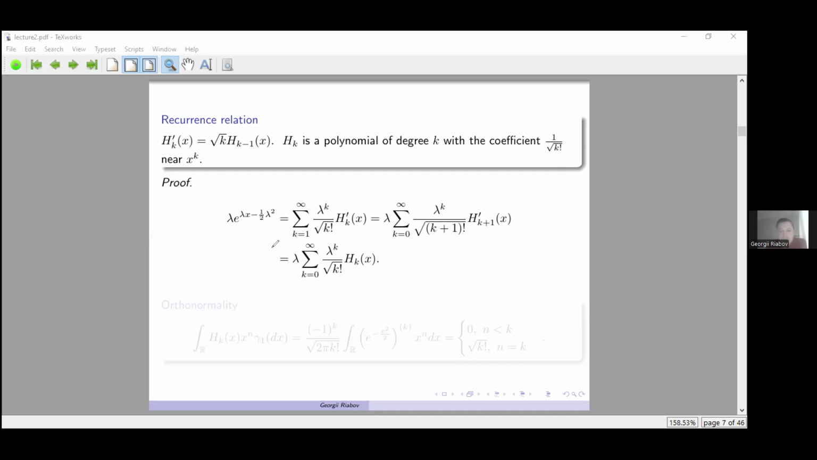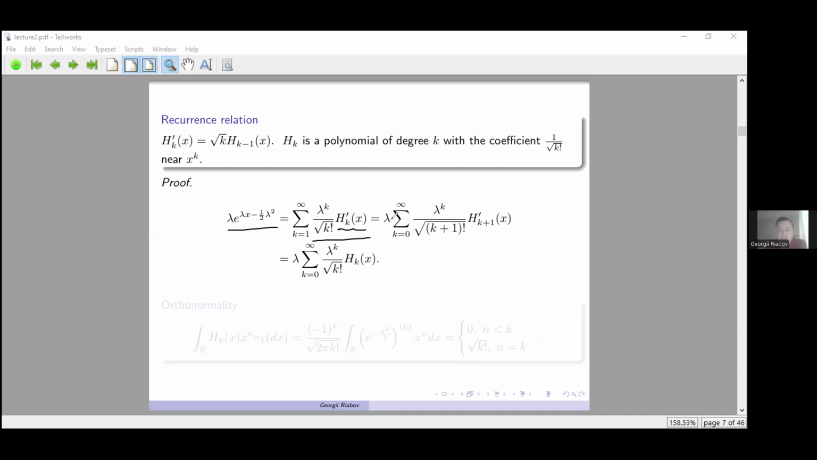To get this, let's take our series expansion and differentiate it in x. The derivative of the exponent will give us lambda e to the power lambda x minus lambda squared over 2. Here we will have the sum of lambda to the power k with this coefficient, and here we will have the derivative of h_k.